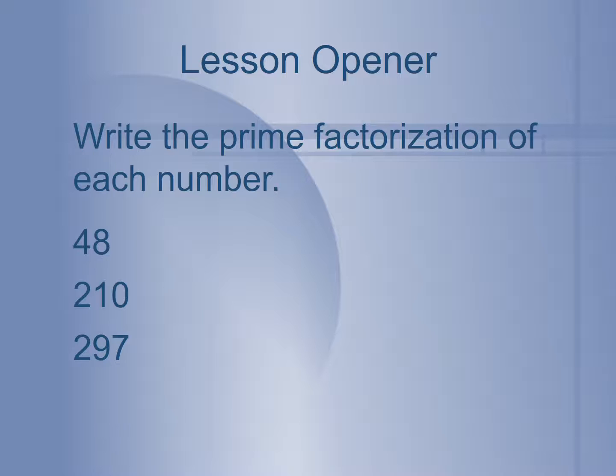A good way to do that would be to use factor trees, and then once you have completely factored the number using the factor tree, you look at those last numbers and you write any repeating factors as a base with an exponent based on how many times it repeated. So for example, 48, if you used a factor tree, you would end up with 2 times 2 times 2 times 2 times 3. Because there are 4 2's, we're going to write 2 to the 4th times 3.